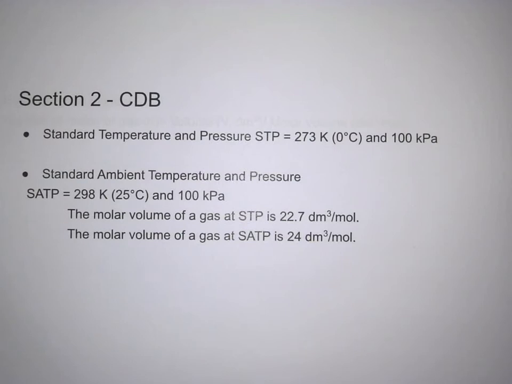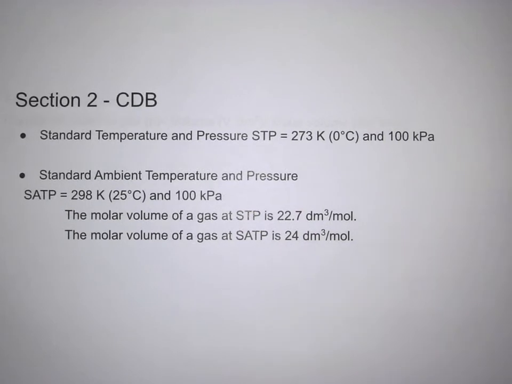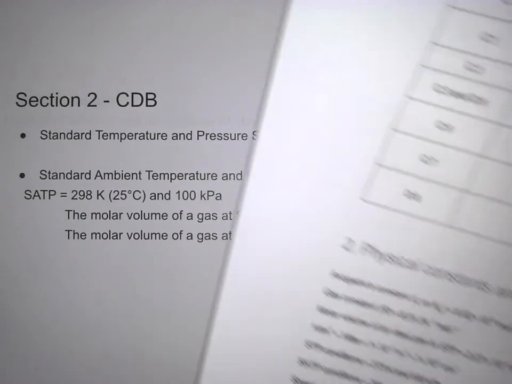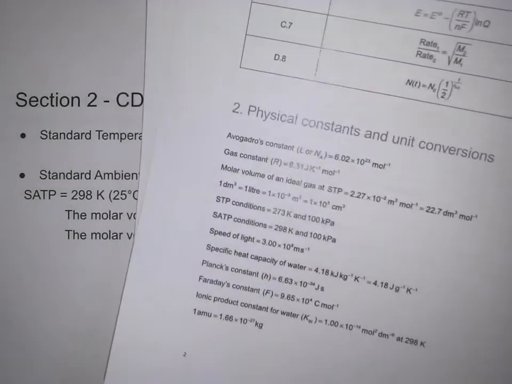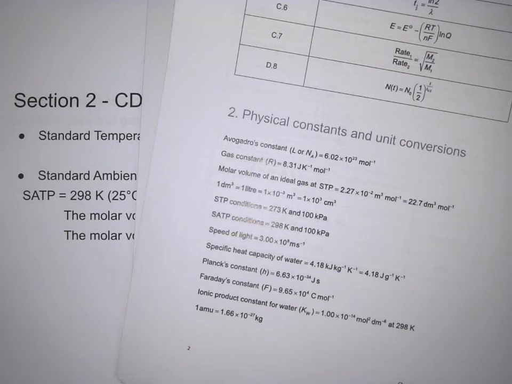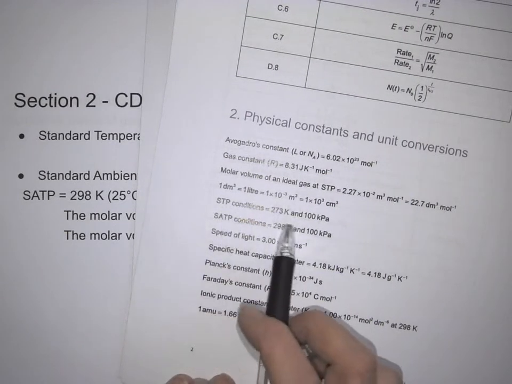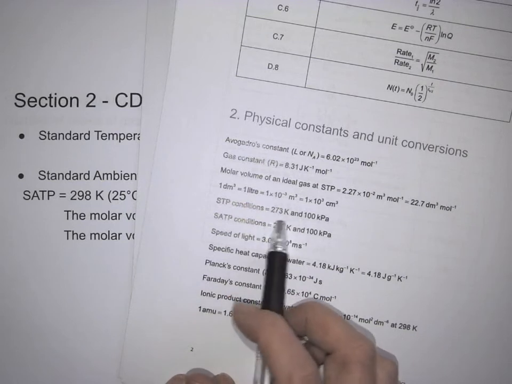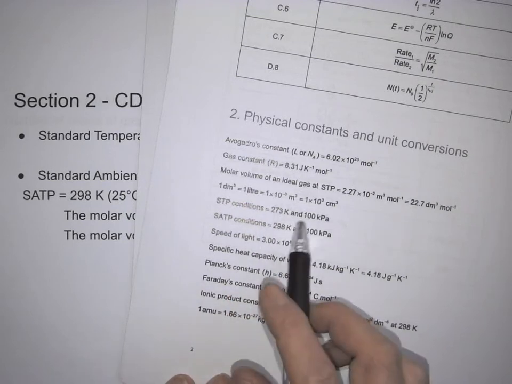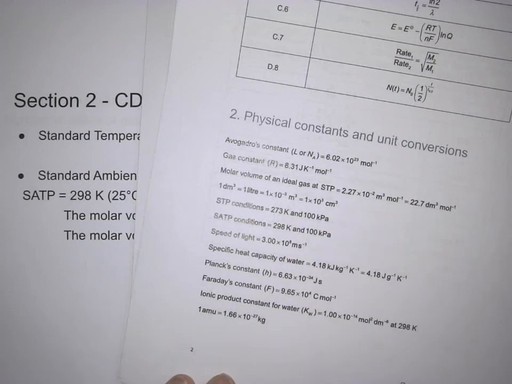The first thing is the chemistry data booklet. There is some good information, so it's good to know where you can find it. If you go to section number 2, here you can find, for example, STP and SATP. STP stands for standard temperature and pressure, and that is when we have 0 degrees, or 273 Kelvin, and 100 kilopascal. So this is the pressure and this is the temperature.